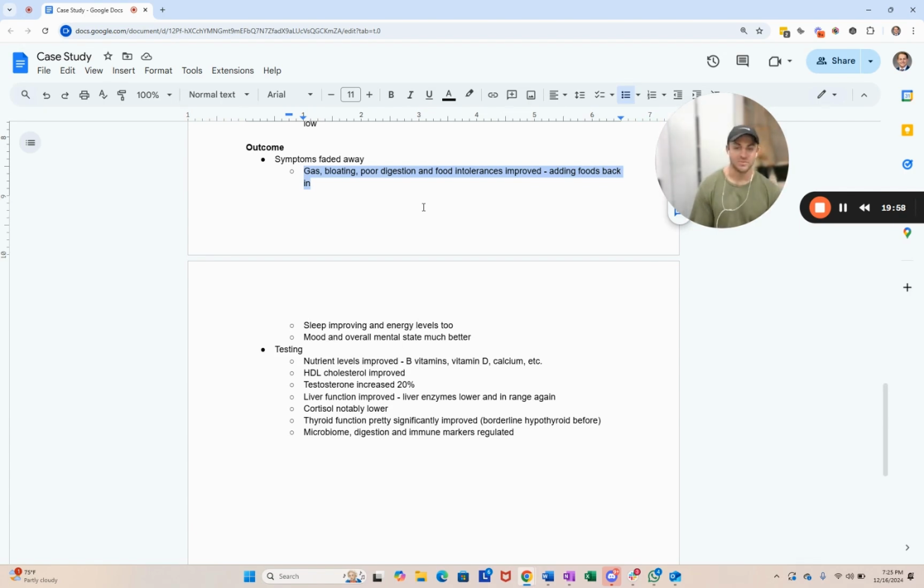But improvements in symptoms, sleep was improving, mood stability, feeling like himself again. This stuff was validated through the testing as well. So nutrient levels were improved. There was still some work to do there.